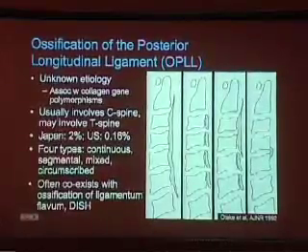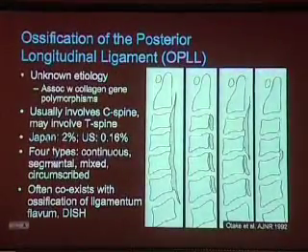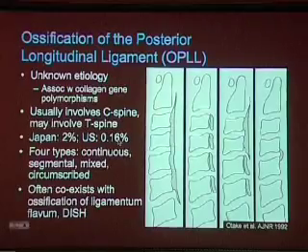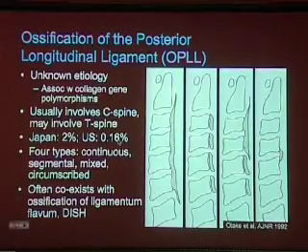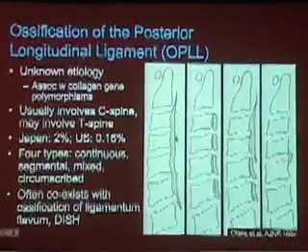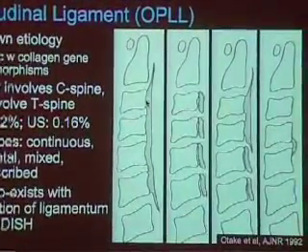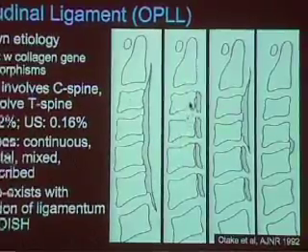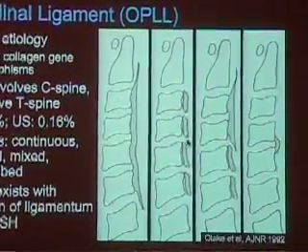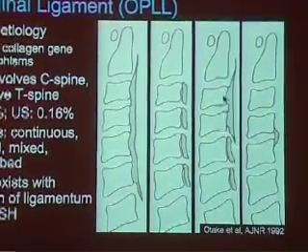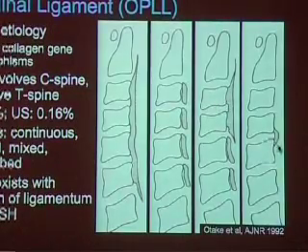Much more common in Japanese populations, but we do see it in the US. In non-Japanese populations, much less commonly. And 4 types have been described. There's the so-called continuous type, which goes over multiple levels in continuity. Segmental, where it occurs behind the vertebral bodies. Mixed, where you have a combination of those two, and circumscribed, which occurs at the disc level.